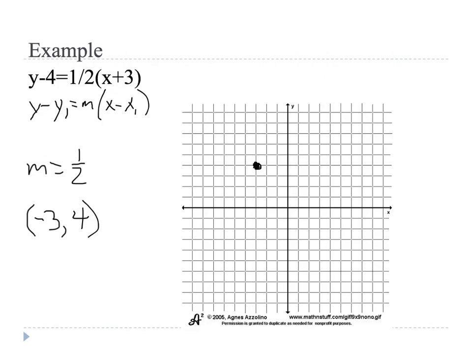From that point, we use our slope to find our second point. Our slope is 1 over 2, a rise of 1 and a run of 2. So we're going to go up 1 and over 2 and plot our second point. Once we have both those points plotted, we just draw the line that connects them. And we've graphed our equation of a line.